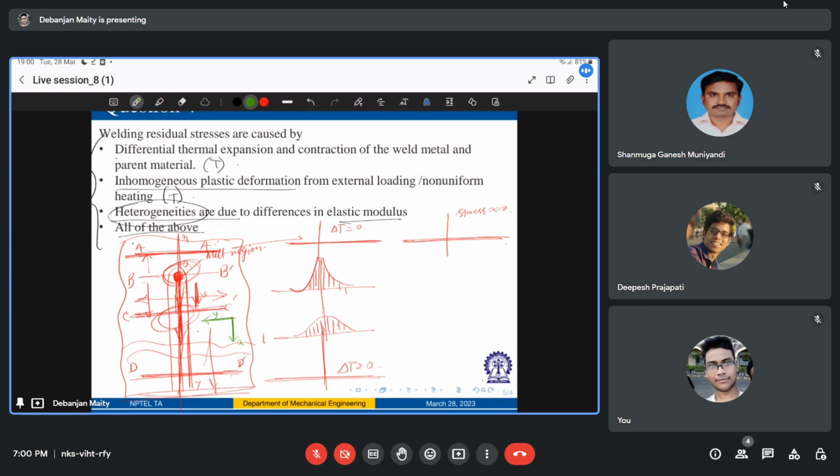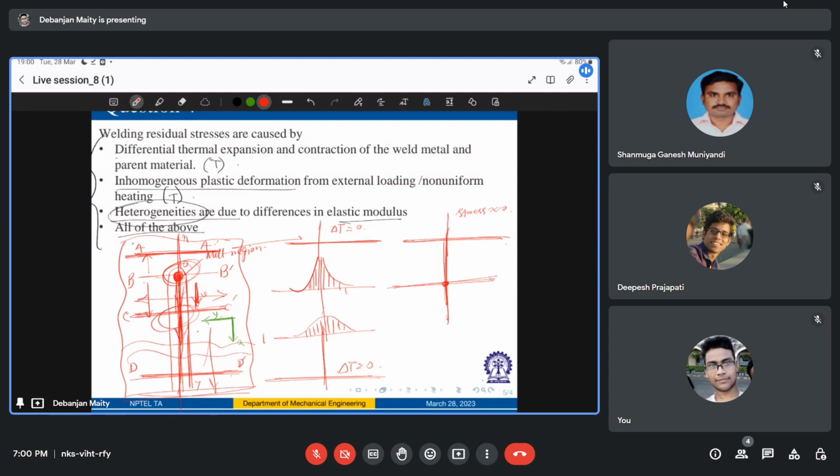Because there is no temperature difference, the stresses in regions immediately below the arc and the weld pool in section BB dash are almost zero, because molten metal cannot support a load. At the center, the molten metal cannot take any load, so the stress in that region will be almost zero.